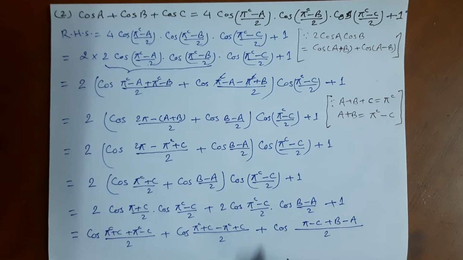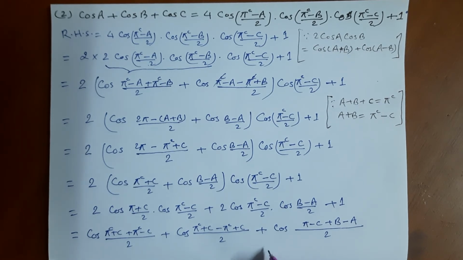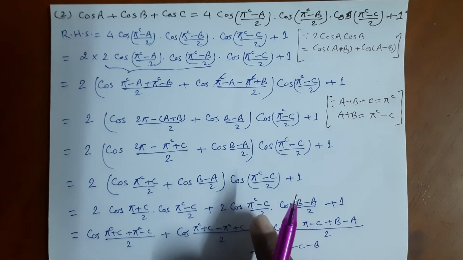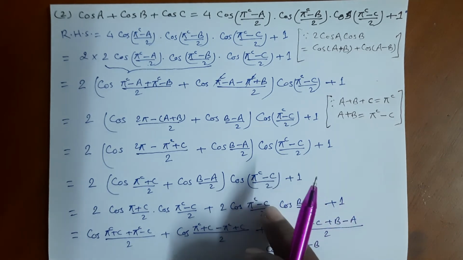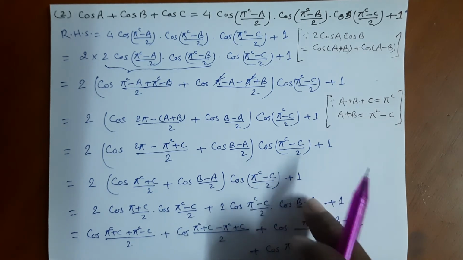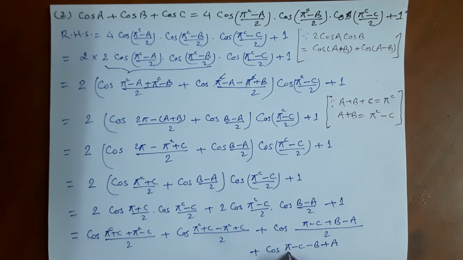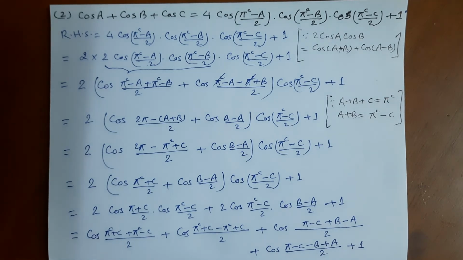and plus cos pi minus c minus b. So here cos a minus b. So minus will be here, and that minus will make this plus. Plus a over 2. And at last we have plus 1 there. Okay.